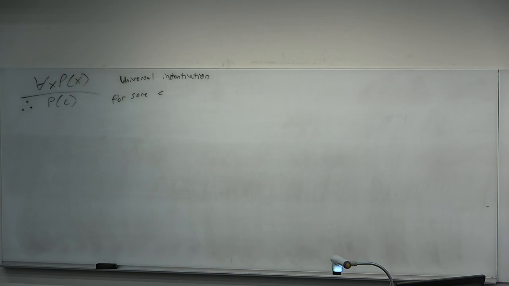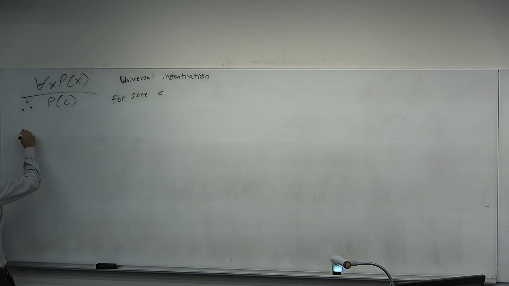Universal instantiation, basically, if something is true for all x, whatever the universe of discourse x ranges over, then it's true for one of them. So again, this is like a specification. Let's say every Georgia Tech student has a GTID, then Bob has a GTID. That's a valid form of argument. Do you agree? If he's a Georgia Tech student, because every Georgia Tech student has a GTID, Bob has a GTID.